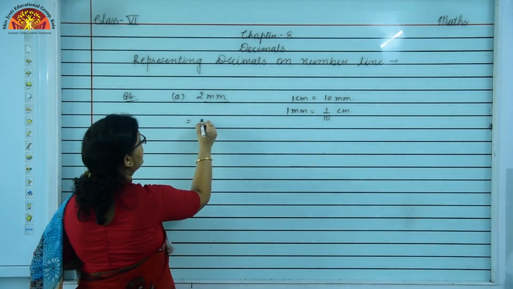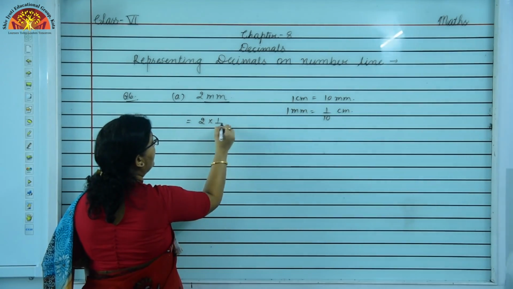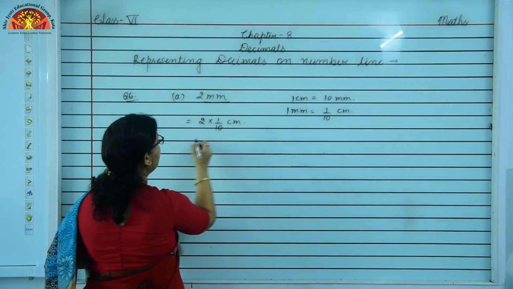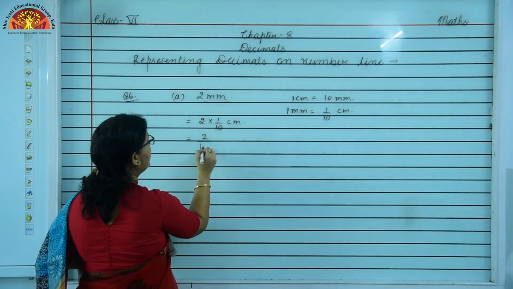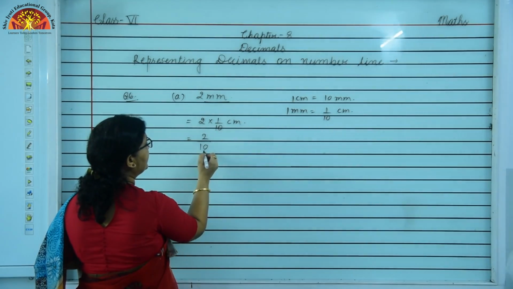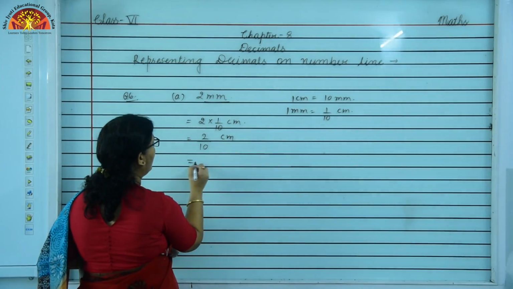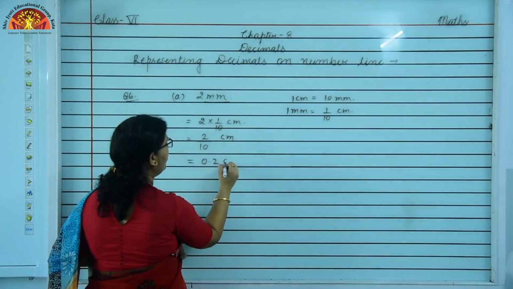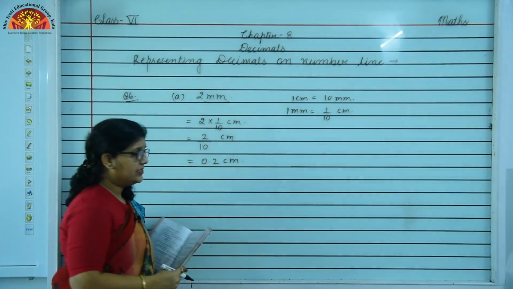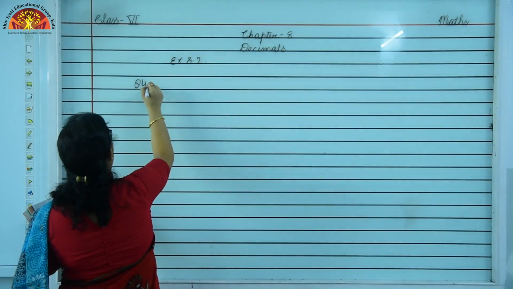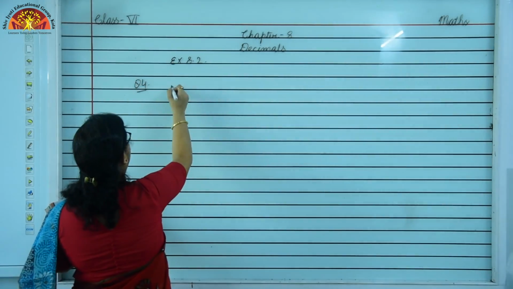So this is equal to 2 into 1 upon 10 centimeter. This is 2 upon 10. 2 ones are 2 by 10 centimeter or 0.2 centimeter. Understood? Question number 4.